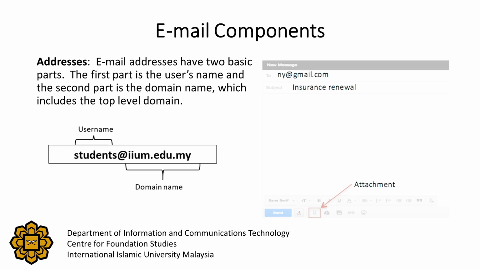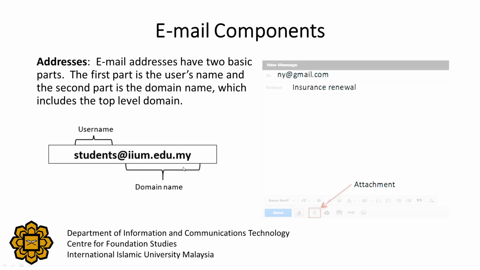The address is the address of the person receiving the message. It has two basic parts. The first part is the user's name, and the second part is the domain name, which includes the top level domain. So this is an example of an email address. This part we call the username, and this part we call the domain name.